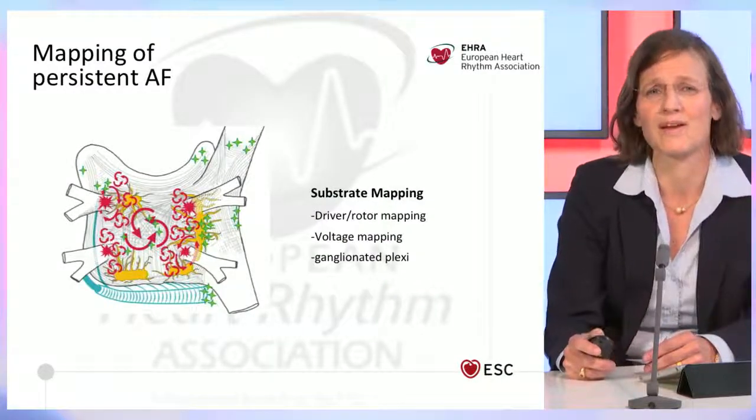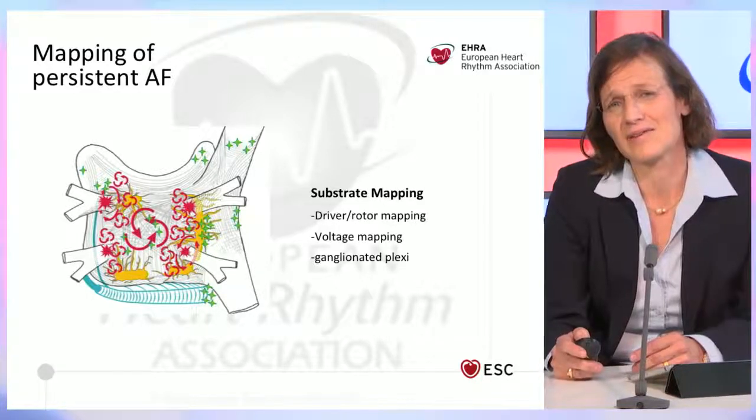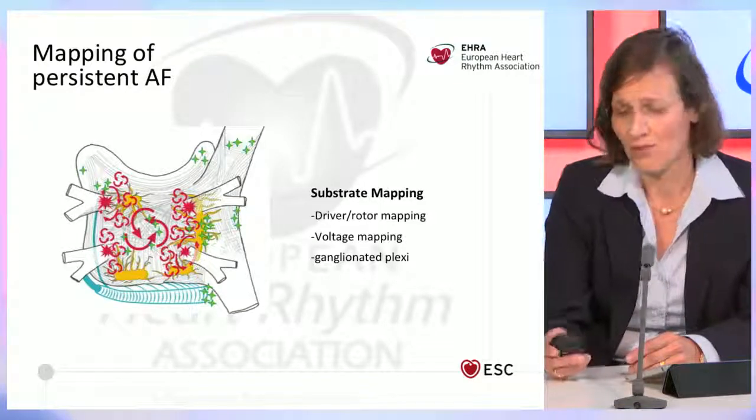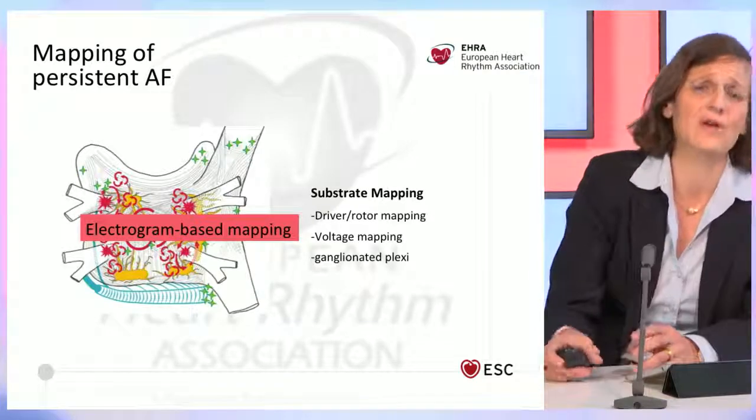I'm Professor Isabel Deisenhofer from the German Heart Center in Munich, Germany. The aim of this webinar is to give you a better understanding of innovative techniques to map and ablate the substrate driving persistent AF. And just to give you an overview, that is a simplified scheme of what we think atrial fibrillation is caused by. These techniques to map the substrate include driver and rotor mapping, voltage mapping, and even ganglionated plexi mapping. But today we are going to talk about electrogram-based mapping.